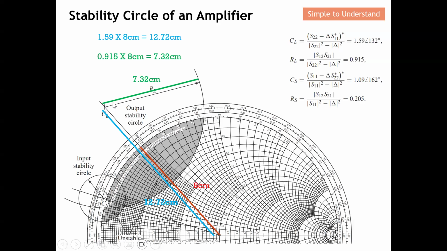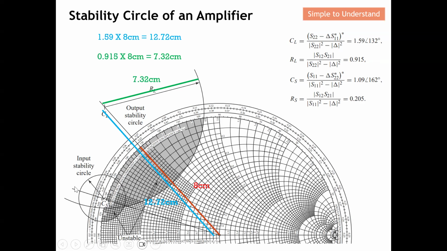Again, how to plot the radius? I have this 0.915. I multiply by the reference. Therefore, I get this 7.32 centimeter. So this will be the radius of my output stability circle. From here, you can see that I got the center, I got the radius, and I will use my compass to draw the output stability circle.